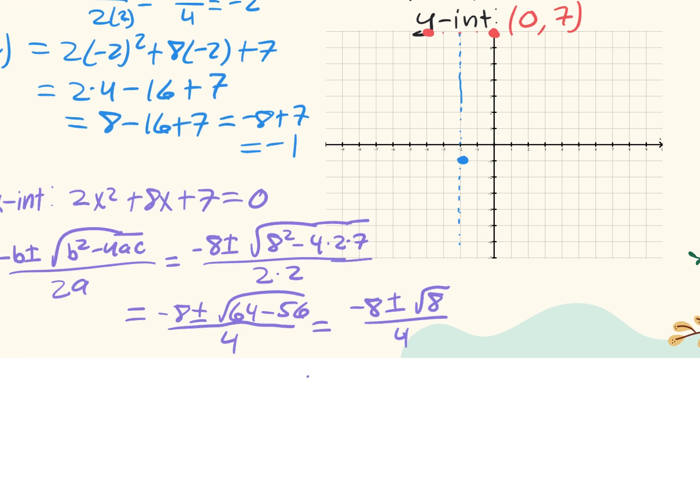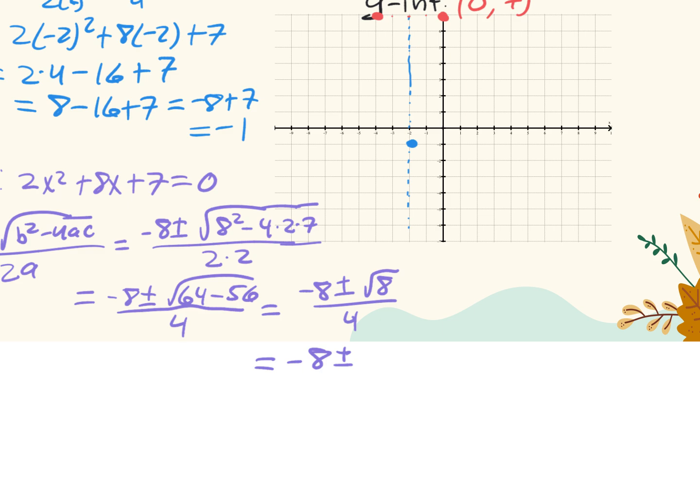Right? Simplify this a little bit. It's going to make it a little bit easier. So you get negative 8 plus or minus 2 square root of 2 over 4.